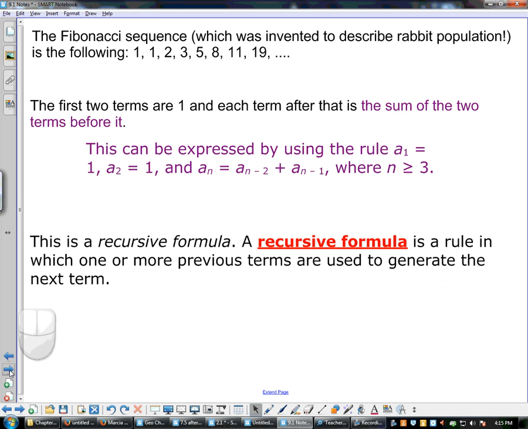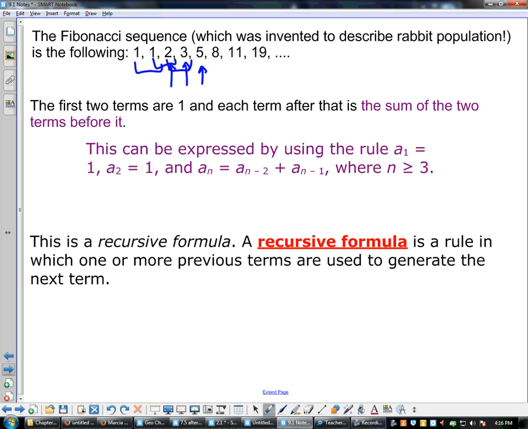All right, so the Fibonacci sequence, which was invented to describe a rabbit population, is the following: 1, 1, 2, 3, 5, 8, 11, 19, and so on. The first two terms are 1, and each term after that is the sum of the two terms before it. So let's make sure we're understanding that. The first two terms are 1, and then you would add those terms together to get 2. Then you'd add 1 and 2 together to get 3, add 2 and 3 together to get 5, and so on.